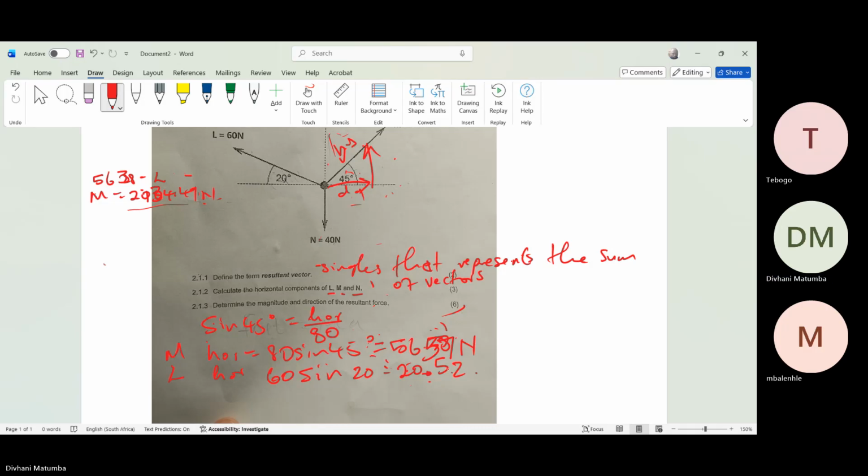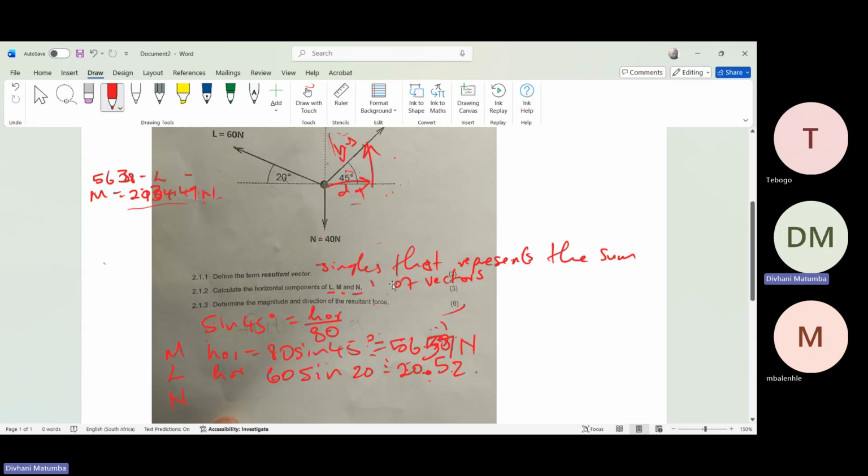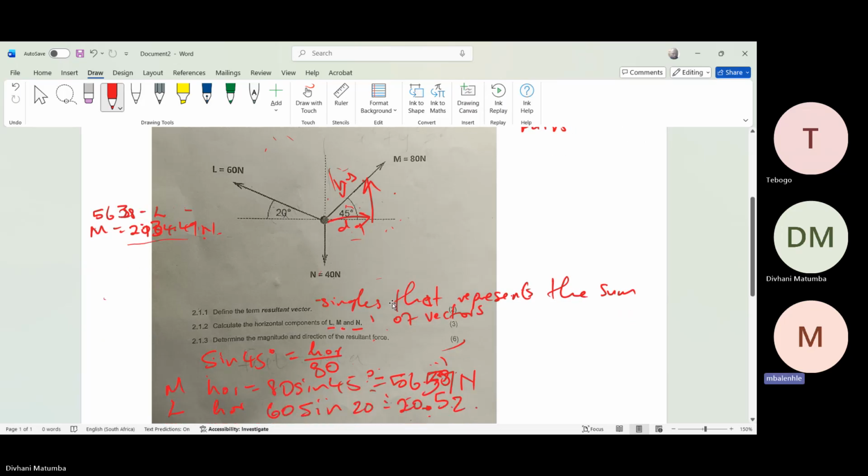Okay. Mbalanke, for N, the horizontal component of N, what is it? I didn't understand this. Oh, okay. I would like to disappoint both of you guys. The horizontal component of N is 0. Sir? It is 0.